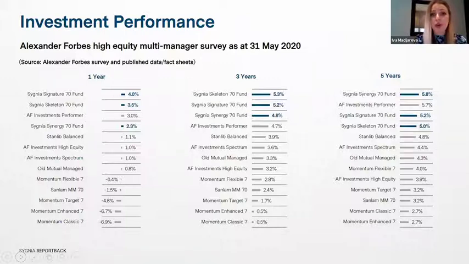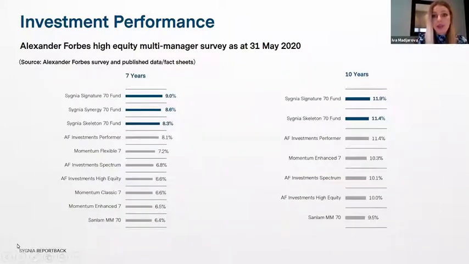So how have these portfolios done to the end of May? We can see that over the 1 year, top performance from the Signature and Skeleton funds. Over the 3 years, all three of the portfolios are top of the ranking tables. Over 5 years as well, right up there with the best performance. And then over 7 years and 10 years. And really important to look at the long-term track record in these tables, because as I said, members will be spending a majority of their working lives in these portfolios. So again, over 10 years, had somebody been invested in the Signature 70 fund, they would have received 11.9% per year for the last 10 years.